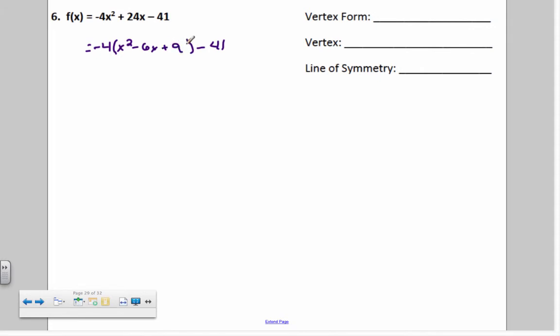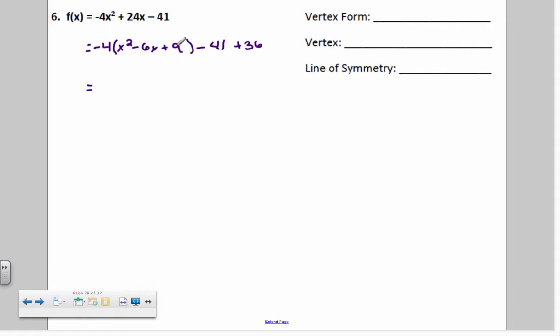Now here's the tricky part. Because I factored out that negative 4, I need to multiply it by 9 and then add the opposite to the end here so that I'm adding the equivalent of 0. So here I have negative 4 times 9. That's a negative 36. But I'm going to then add 36 because I'm doing the opposite, so that I can balance out my equation.